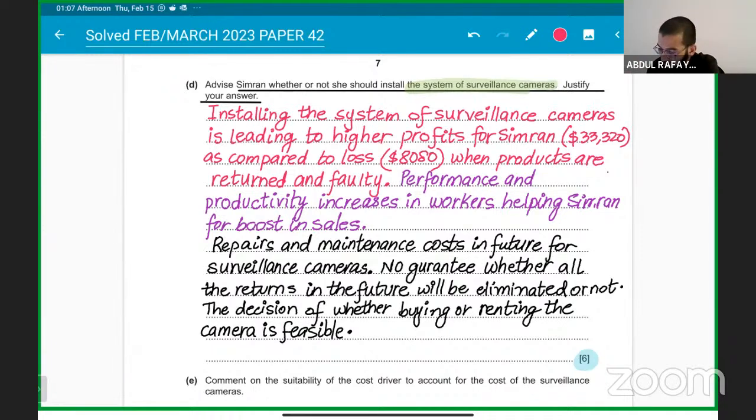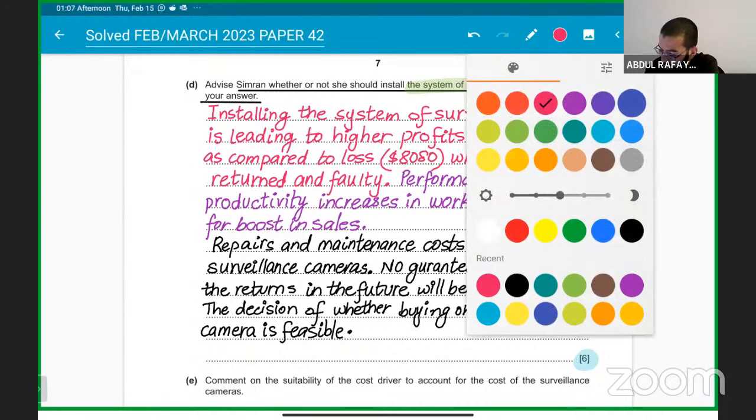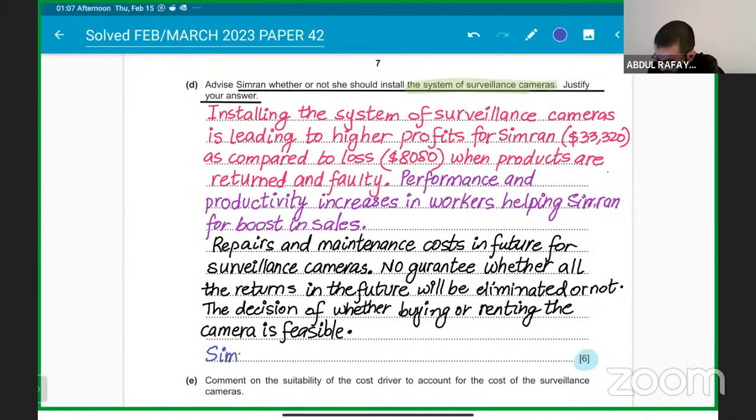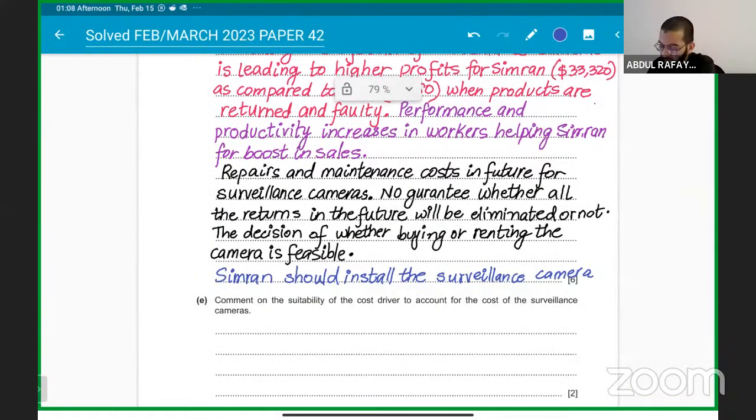So the last thing is basically the decision, and my decision will be: Simran should install the surveillance cameras. Okay, Simran should install the surveillance cameras because I'm looking from the monetary perspective. It's a huge growth. Okay, it's a huge change of turnover. Simran should install the system of the surveillance camera. She should install. Okay, so make sure, if you're writing a long answer as well, just keep 1 or 2 lines at the end, write your decision, because 1 mark out of the 6 is for that, and the remaining 5 marks are for agreeing or disagreeing.